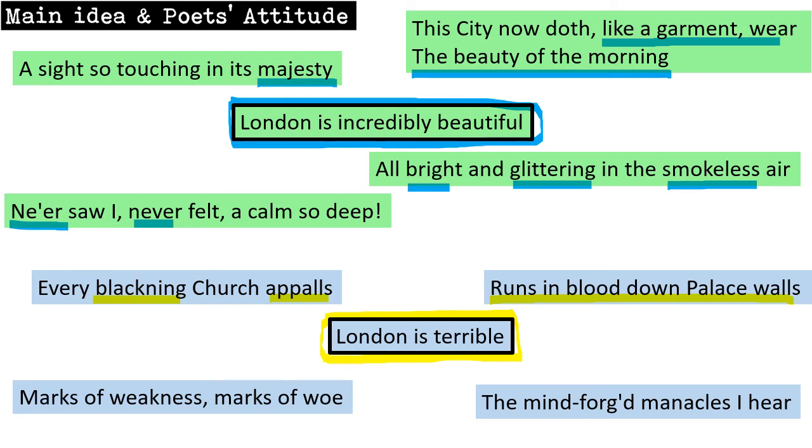A powerful image of the lack of free thought or lack of imagination: the mind-forged manacles. That phrase creates a very powerful image of chains around the brains and the minds of the people who live in London. The fact that they're mentally trapped in this city as well as physically abused by it.